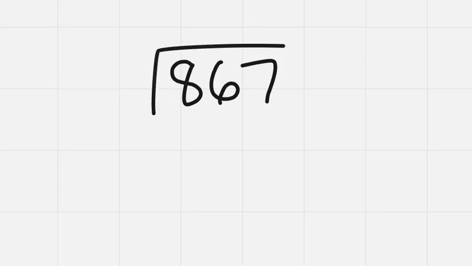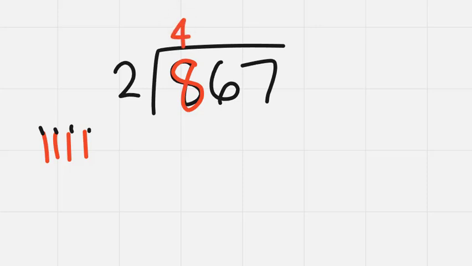Our next problem is 867 divided by 2. We'll begin, just like we always do, by looking at the first number, which is 8. Let's count by 2 until we get to 8, or as close as we can. 2, 4, 6, 8. We stopped right on the number. That's 1, 2, 3, 4 2s. We'll put that straight up above, and then add the zeros.